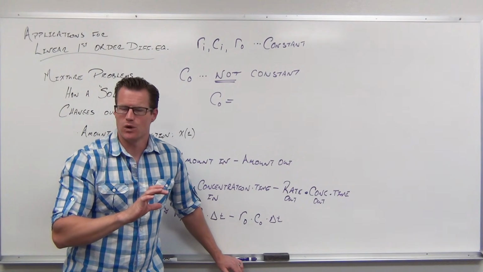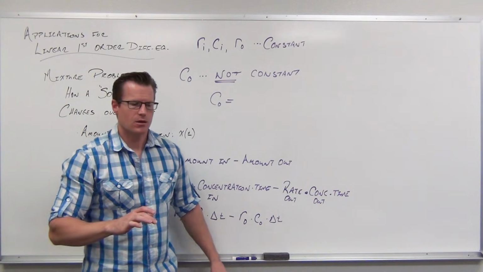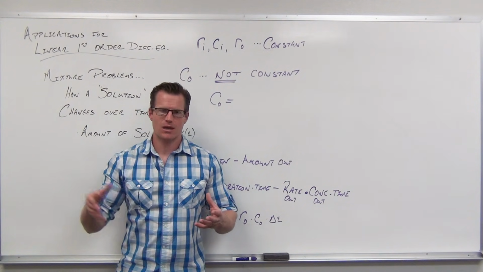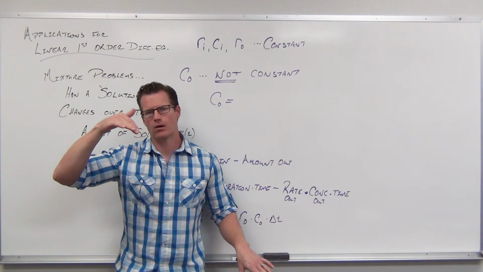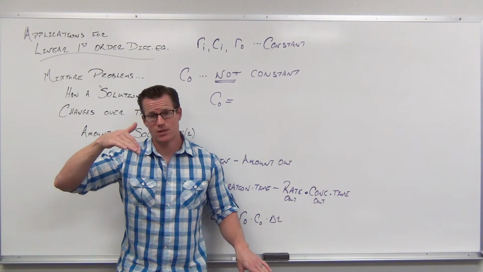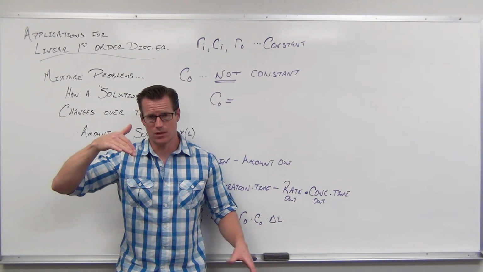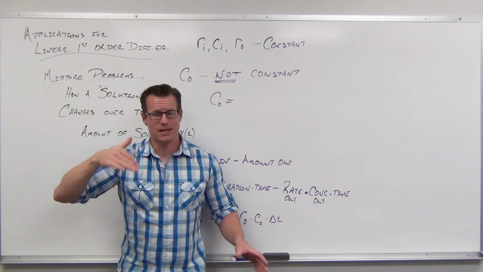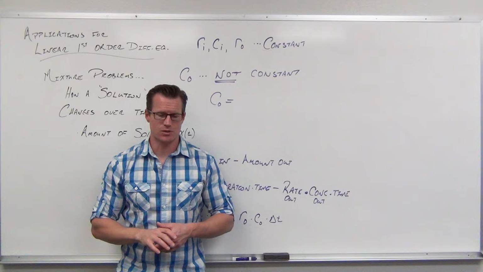Now, what do we mean by at that time? Well, in your container, the volume's only going to stay the same if we're pouring in and pouring out at the same exact rates. So if R sub I equals R sub O, then yeah, your volume would be constant. And we're going to see that in the very first two examples that we do.